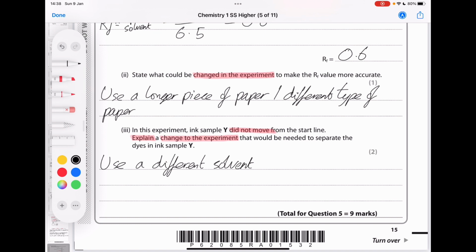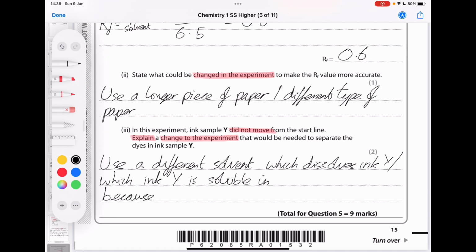And we should use a different solvent which dissolves ink Y, or which ink Y is soluble in. And then we could have said because ink Y is not soluble in the first solvent.